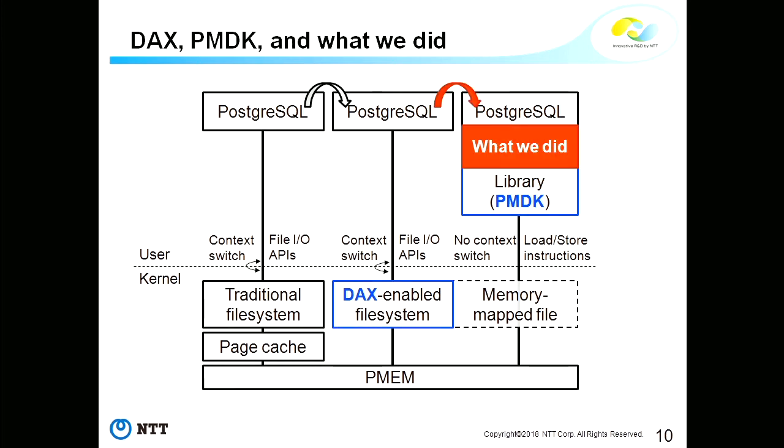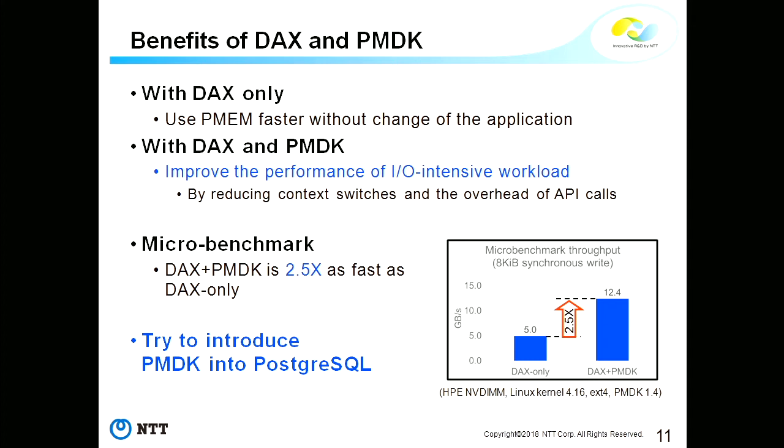And finally, what we did is here. We hack PostgreSQL to use memory mapped file and the PMDK library. Then we compare the performance of the middle and the right to evaluate what we did. Memory mapped file and PMDK can improve the performance of I/O intensive workload because it reduces context switches and the overhead of API calls.